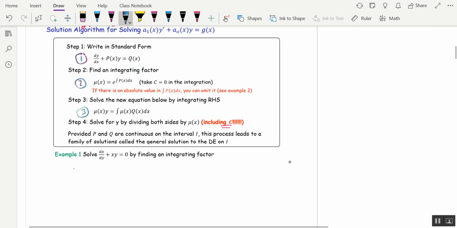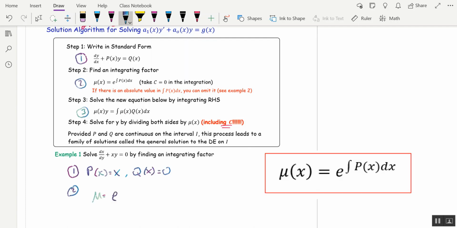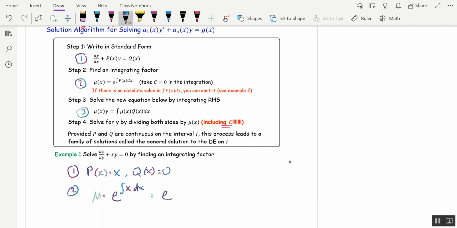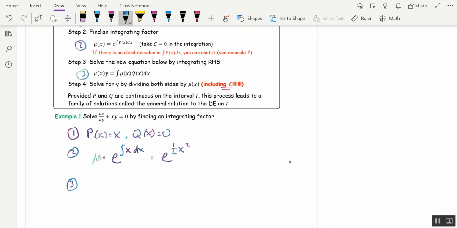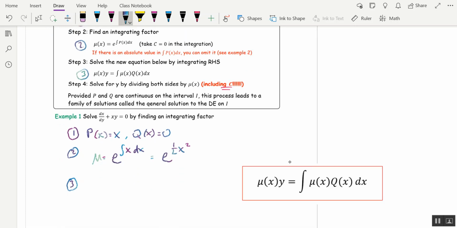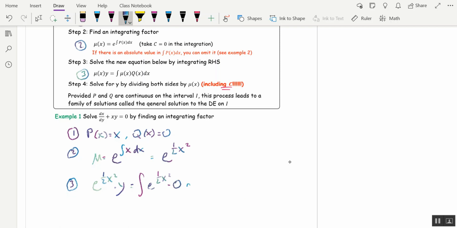Okay, here's an example. 1, the equation's already in standard form, but let's write down p and q. P of x is x, q of x is 0. Step 2, our integrating factor is e to the integral of x dx, which is e to the 1/2 x squared. I'm taking the constant of integration to be 0. Step 3, I jump to the magic step. Mu y is the integral of mu q. So mu is e to the 1/2 x squared multiplied by y, and that's the integral of e to the 1/2 x squared times 0 dx.